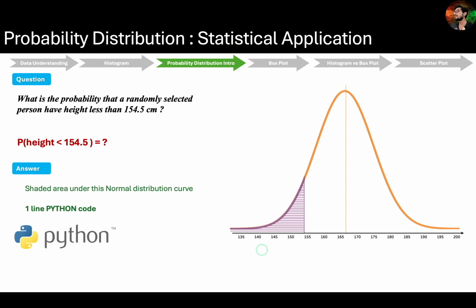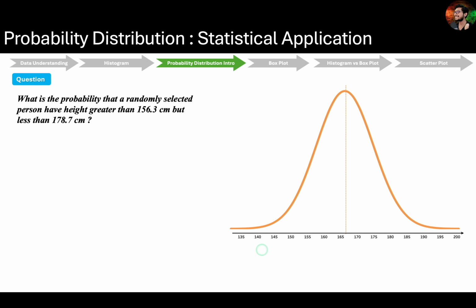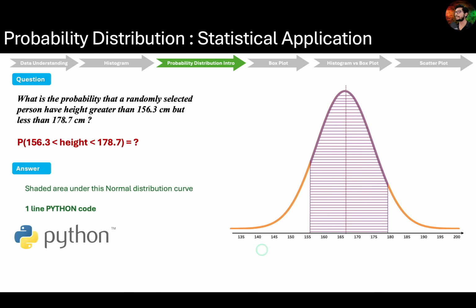And we will learn to compute this precisely using just a single line of Python code in the upcoming data science, probability and statistics course. For now, having a clear conceptual understanding is all that matters. Another type of question that this estimated normal distribution answers with ease is the chances of randomly selecting a person having a height between 156.3 centimeters to 178.7 centimeters. Again, the answer is this shaded area under the distribution that can easily be computed using Python.